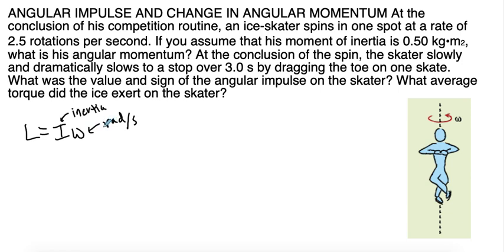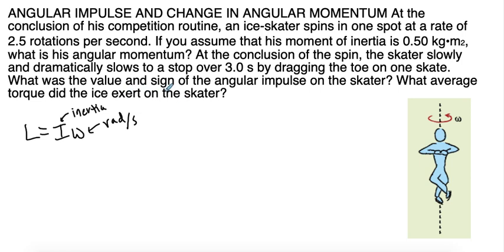So let's look at the scenario above here. We have an ice skater spinning at 2.5 rotations per second, and we are given a moment of inertia of 0.5 kilograms times meter squared. What is the angular momentum? And then at the conclusion of the spin, the skater slowly and dramatically slows to a stop over 3 seconds by dragging the toe on one ice skate. What's the value and sign of angular impulse on the skater? What average torque did the ice exert on the skater?